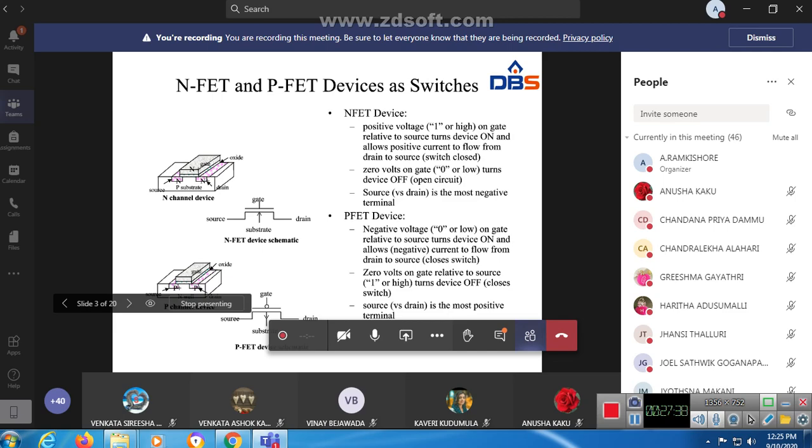Logic 0 is also known as low logic, and logic 1 may also be known as high logic. So this logic level will be operated from 0 volts to 1.5 volts.